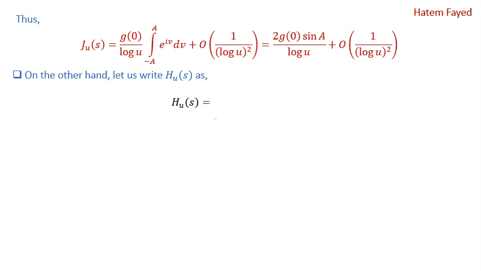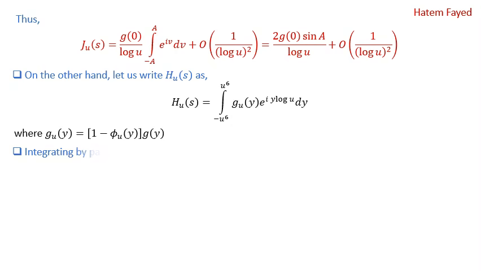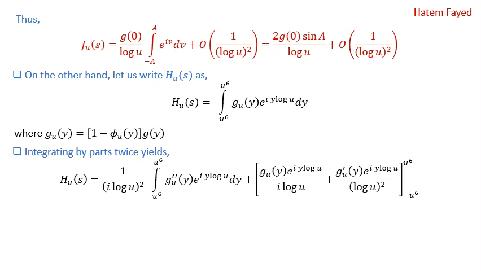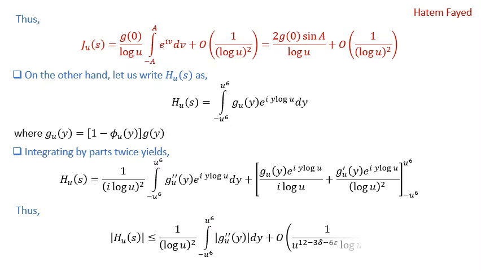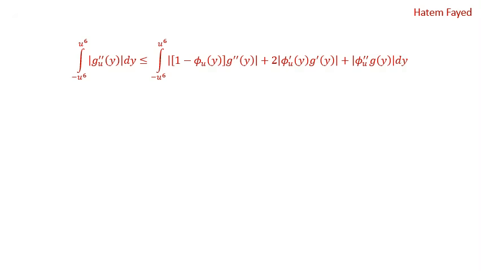For the far field, H_u(s), let us denote g_u(y) as this function. By integrating by parts twice, we'll get this equation. Simplifying, we'll get this upper bound for the modulus of H_u. Actually, this integral can be bounded by these guys.